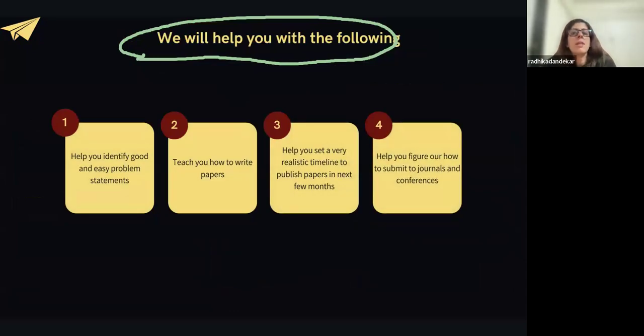So what difference we make is we help you to identify good and easy problem statements that can be converted into research papers. We teach you how to write papers. Through this webinar, I've tried to impart maximum knowledge to you about how to write a paper. But then we understand every student is different. Every student has a different way of thinking. And that is why we believe a lot in catering to every student differently.